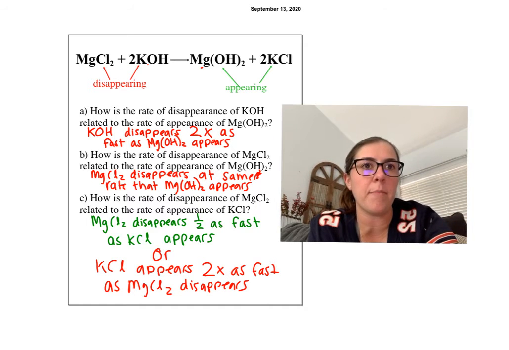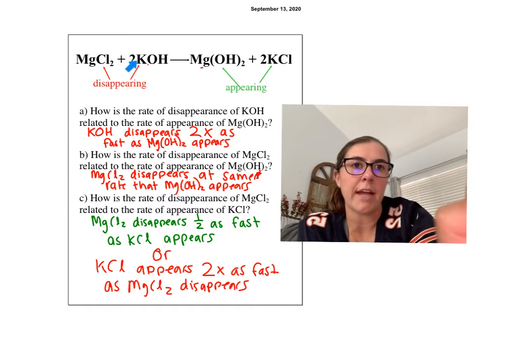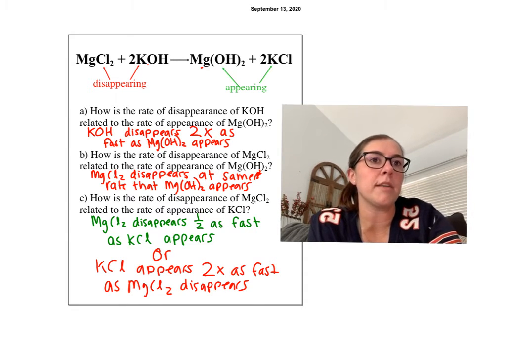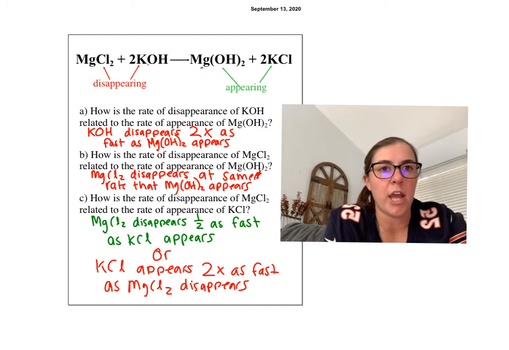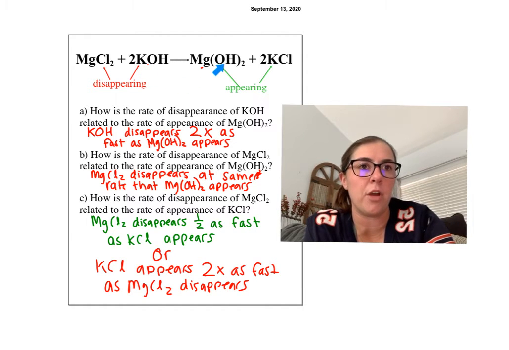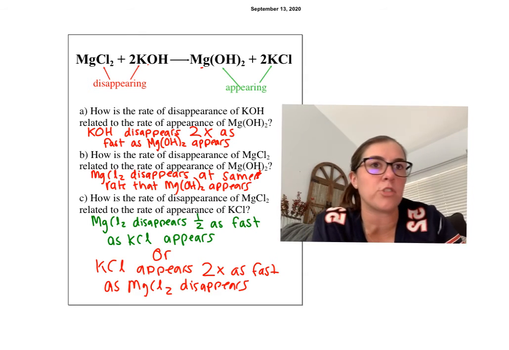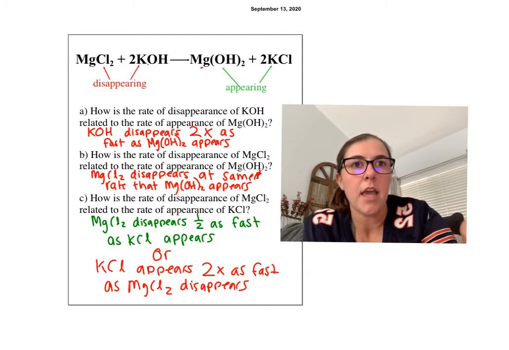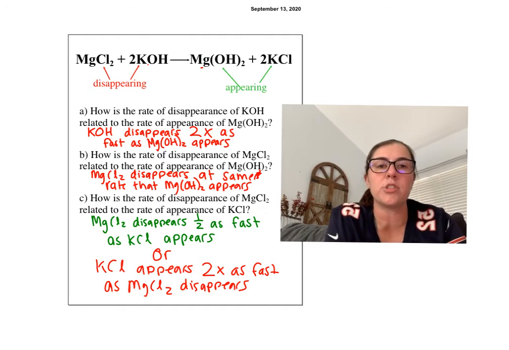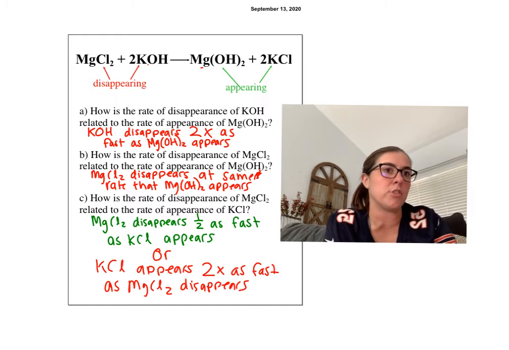The other thing we're going to look at in this video is how the stoichiometry, so those are the big numbers in front of a balanced equation, influence the rate. So first of all, I know that these are both reactants, so MgCl2 and KOH are disappearing, and Mg(OH)2 and KCl are appearing. So my first question: how is the rate of disappearance of KOH related to the appearance of Mg(OH)2? I'm focusing on this one disappearing, this one appearing. Well, if I look at the stoichiometry, it's 2 to 1. So what that means is I am going to use up twice as many KOHs to produce one Mg(OH)2. So we can write a little statement: KOH disappears 2 times as fast as the Mg(OH)2 appears.